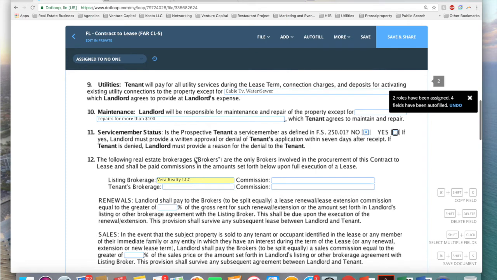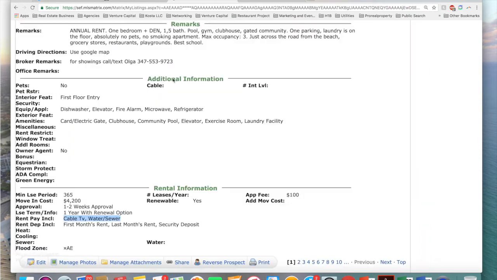The following real estate brokerages are only brokers involved in the procurement of this contract to lease and shall be paid commissions in the amounts set forth below upon full execution of lease. So we have listing brokerage already was inputted by the dot loop and from MLS. Commission, let's go back to the listing.